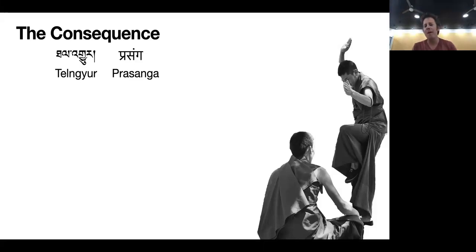You don't have to know this. You don't have to remember this. I only expect you to know 4 Tibetan terms, and they're the Chichir, Tamadrup, and Kalmajun. But, okay, Telngyur means consequence, okay? In Sanskrit, prasanga. This probably sounds familiar to many of you, this term.